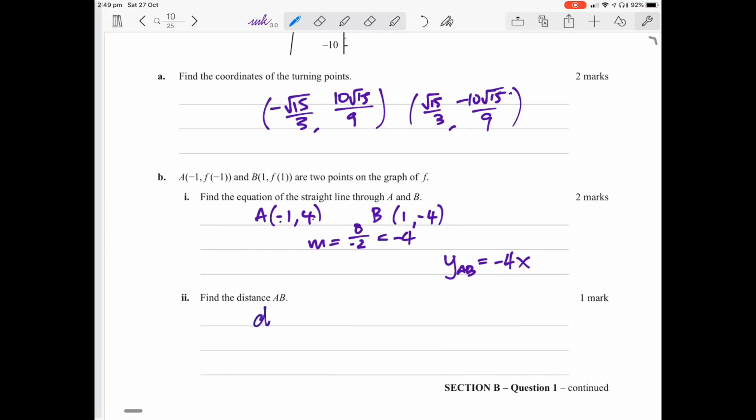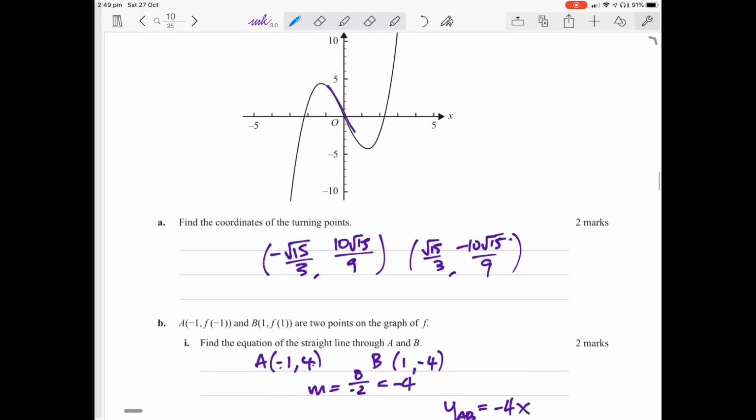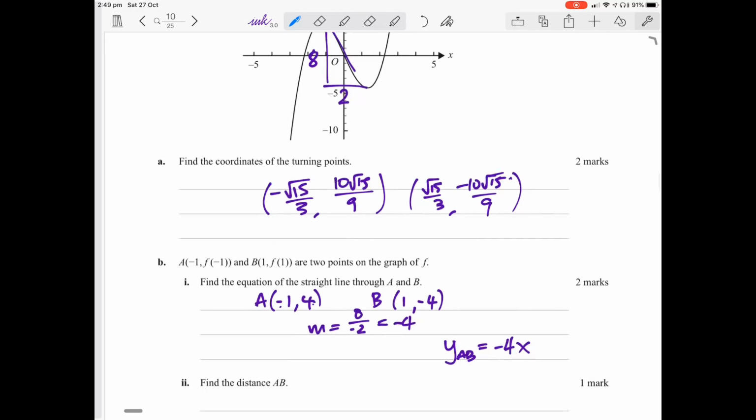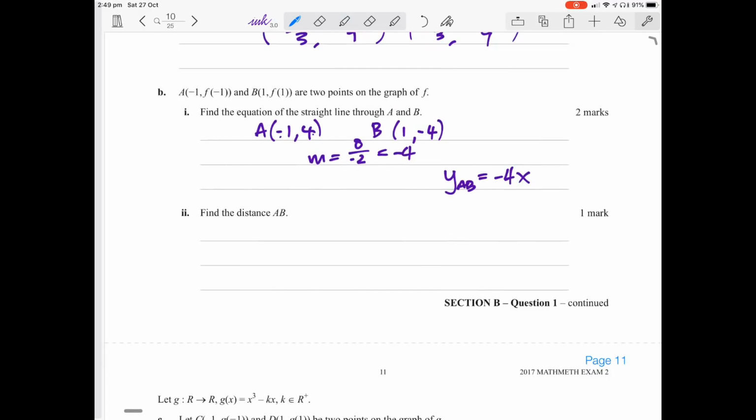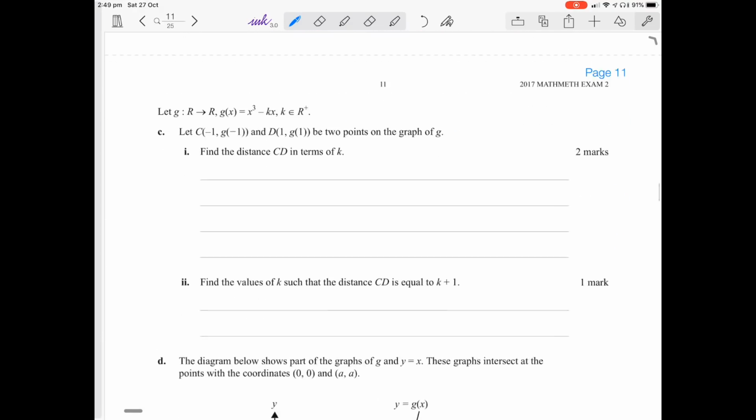Find the distance a to b. Okay, we don't need to do this the long way, because if you think about it, it's been moved 2 across and 8 up. So 8 squared plus 2 squared, 64 plus 4 is 68, which is 4 goes into that 17 times, so 2√17, that's my distance. It's 1 mark, that's why I didn't bother.